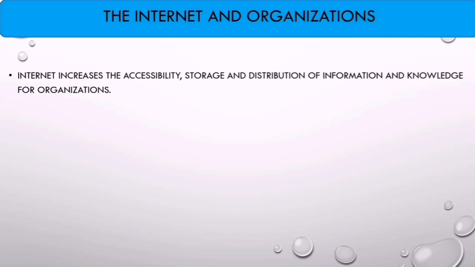Okay. The internet and organizations. The internet, especially the World Wide Web, has an important impact on the relationship between many firms and external entities, even on the organization itself. The internet increased the accessibility, storage, and distribution of information and knowledge for organizations. The internet has the capability of dramatically lowering the transaction and agency costs facing most organizations.